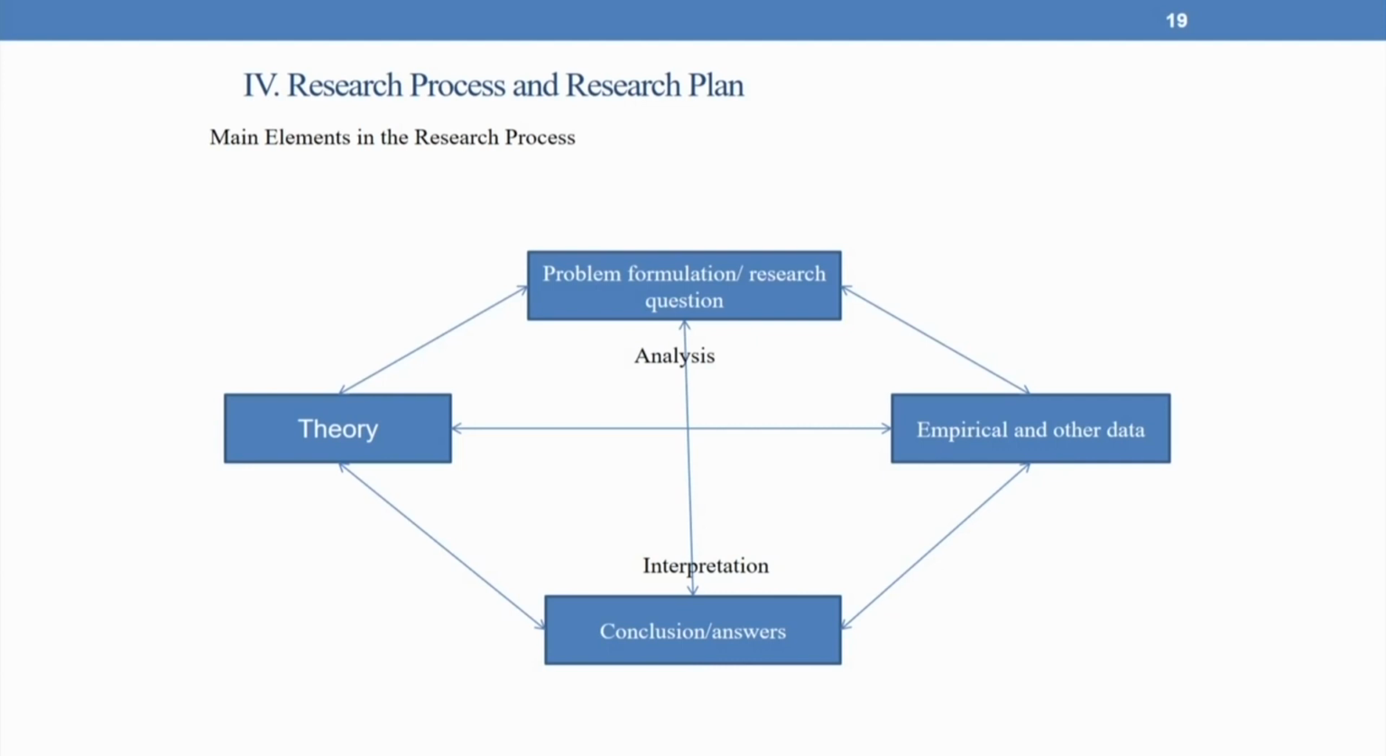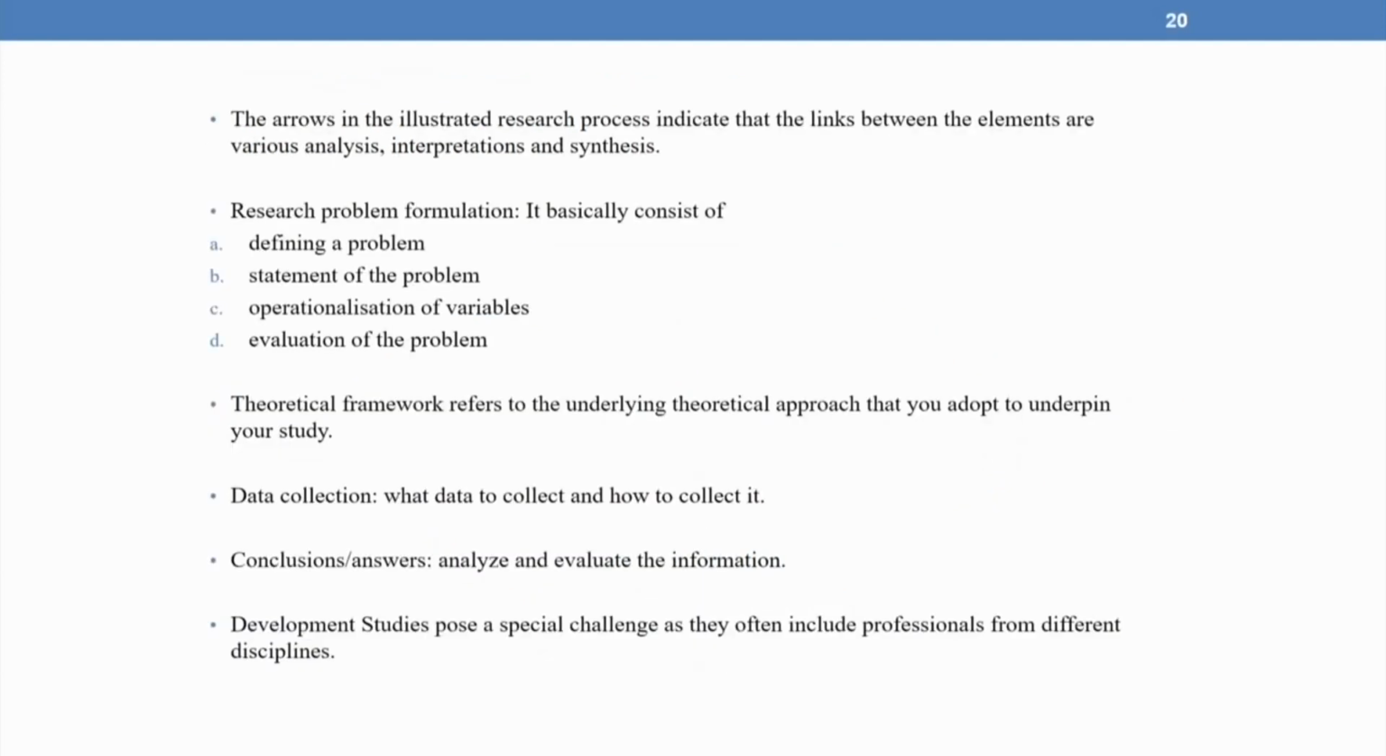So, what happens at the problem formulation stage? The problem formulation stage itself consists of a number of elements. One is defining a problem, statement of the problem, operationalization of variables and evaluation of the problem. Now, formulation of the research problem constitutes the first stage in the research process. Essentially, there are two issues involved in formulation of a research problem. One is understanding the problem thoroughly and rephrasing the same into meaningful terms from an analytical point of view.